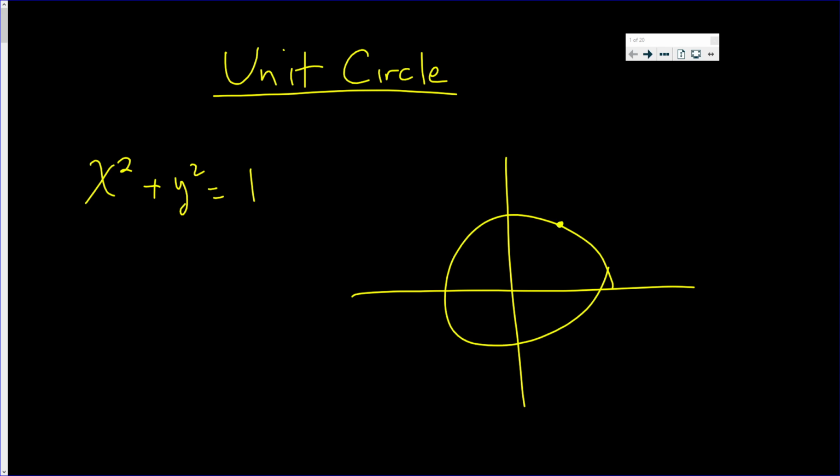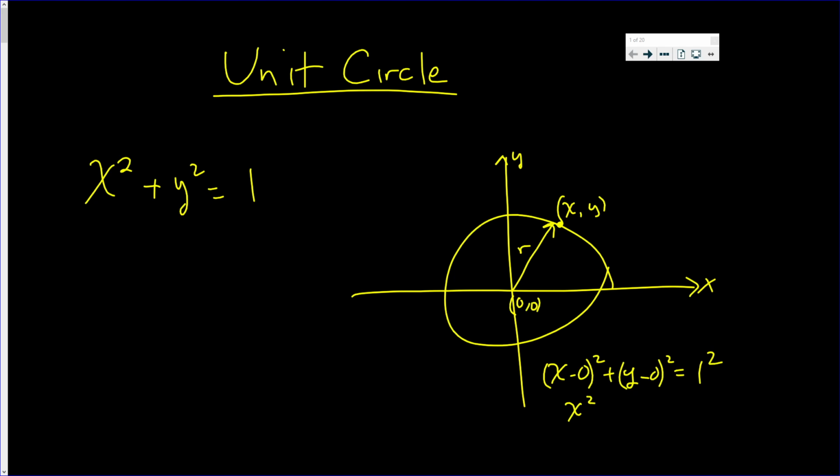Well, to get on the circle, you have to be 1 unit away from the origin. The origin is 0, 0. So let's use the distance formula. To be on the circle, x minus 0 squared plus y minus 0 squared should equal 1 squared, the distance squared, which is 1. In this case, the distance has a special name. It's the radius, or r.